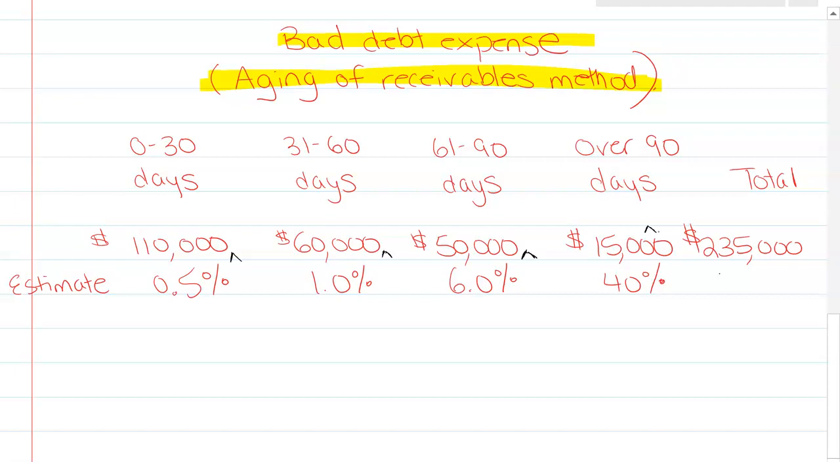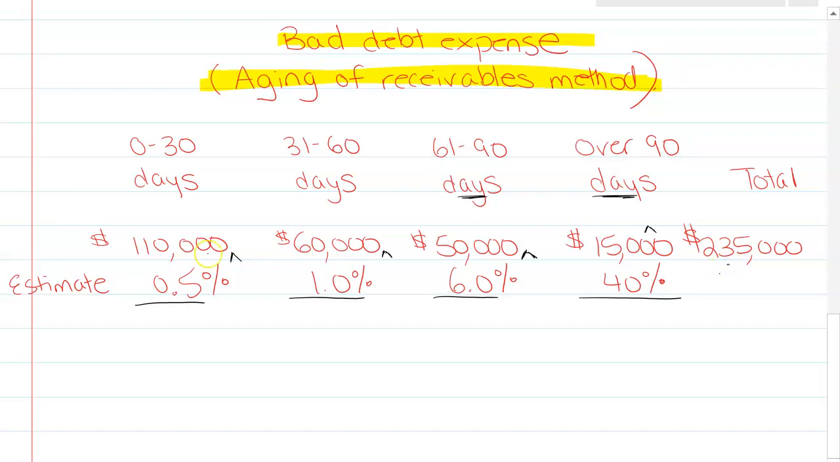When you get to the longer periods of time, there's a higher risk that you're actually never going to collect from those customers. So at the end of the month or at the end of the year, we'll usually do an estimate, based on experience from management or from analyzing reports from previous months or years. We use these estimates to figure out how much our allowance should be, because we know we're not going to collect all 235.